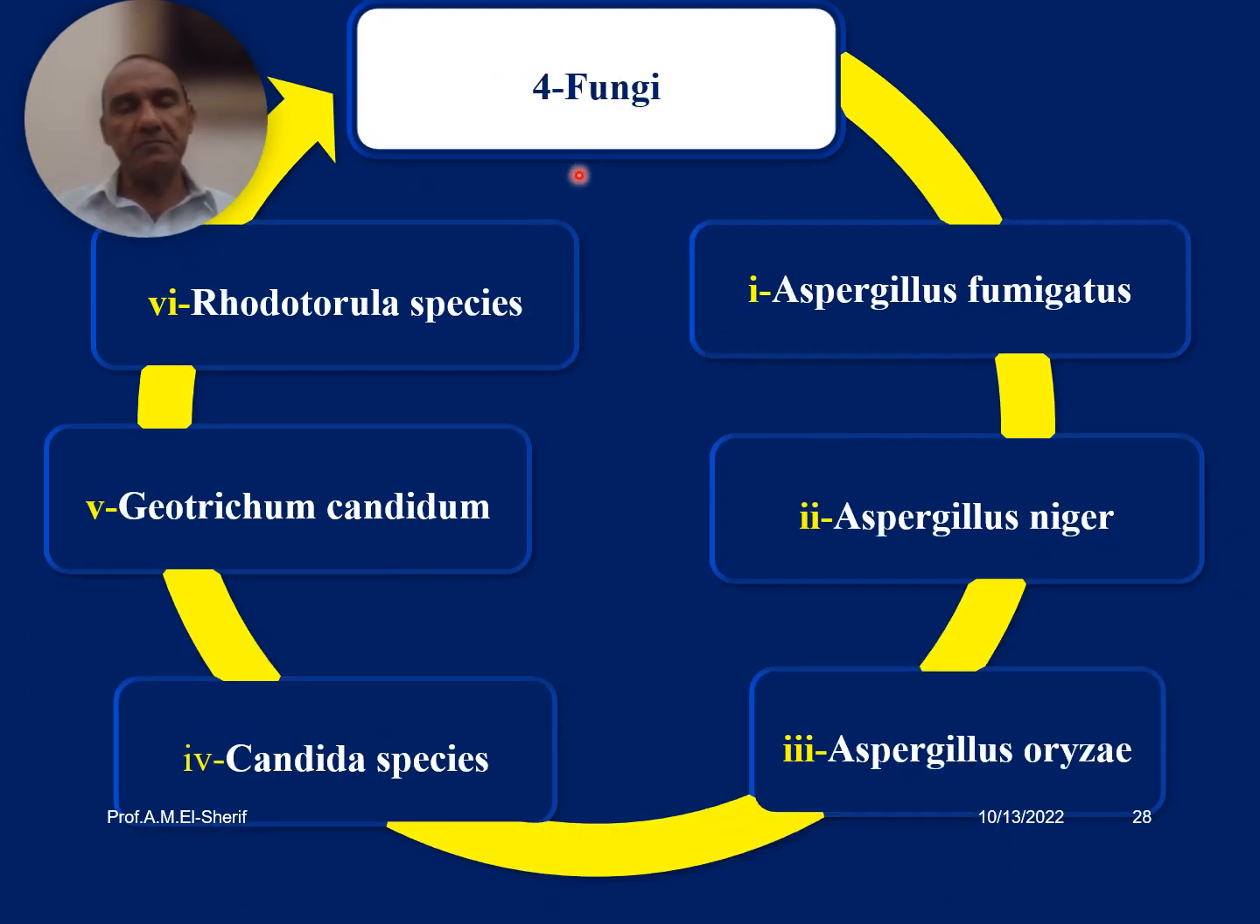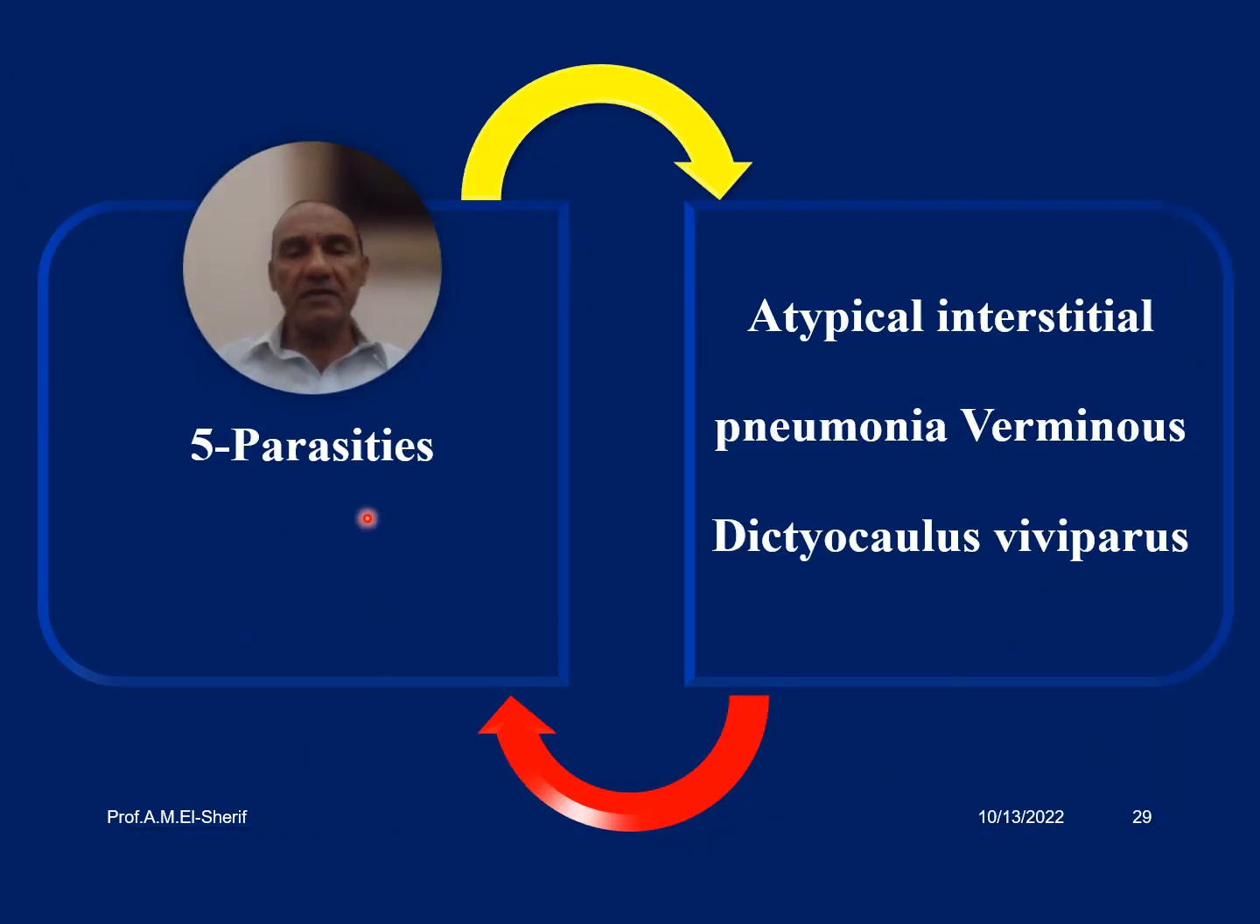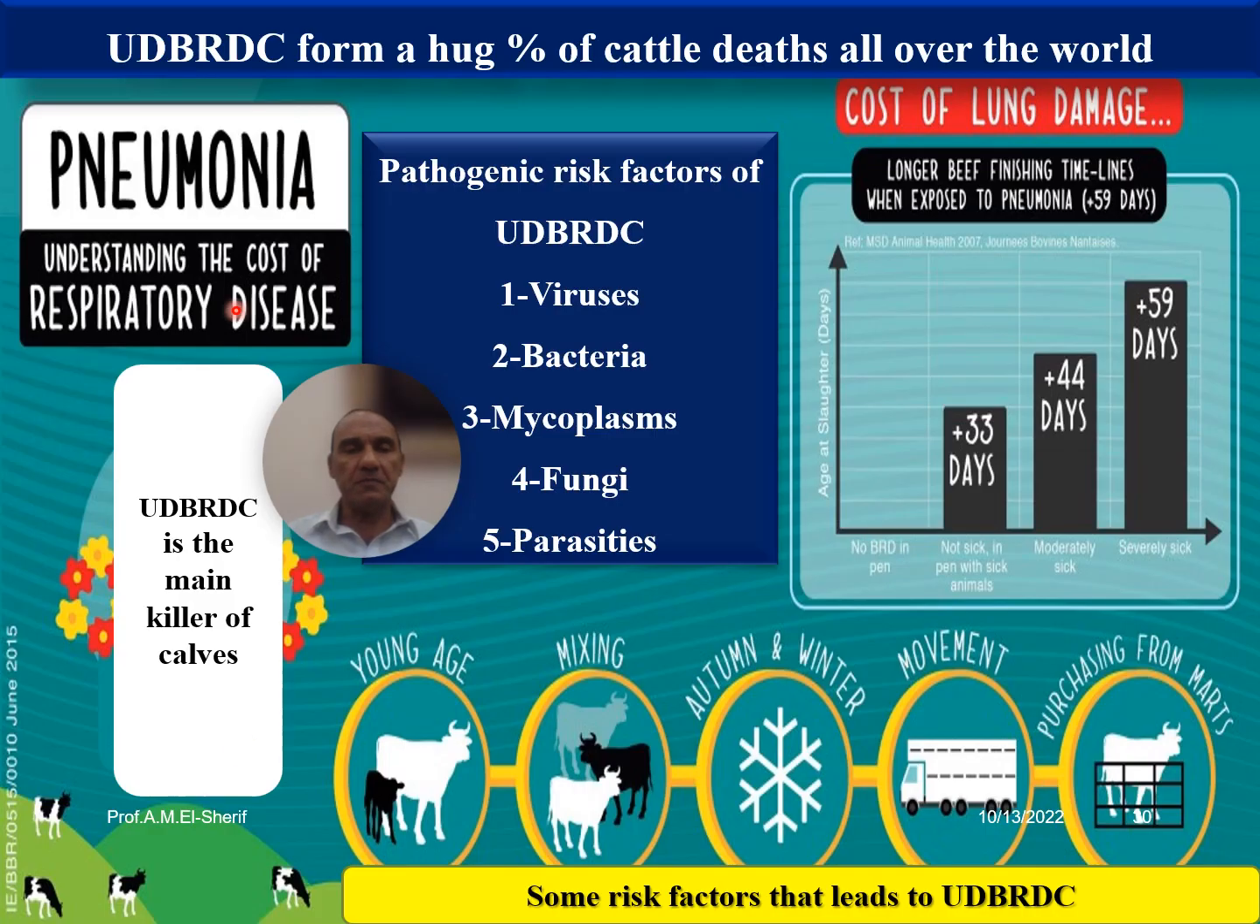The fungal organisms, we have 6 types: Aspergillus fumigatus, Aspergillus niger, Aspergillus oryzae, Candida species, Geotrichum candidum, and Rhodotorula species. The parasites, atypical interstitial pneumonia of verminous Dictyocaulus viviparus, which is distributed all over the calf-raising areas.